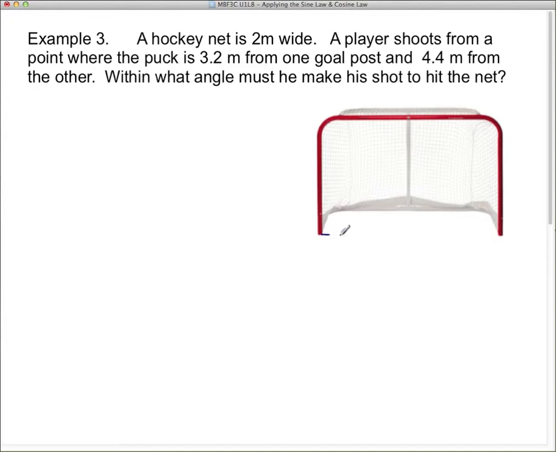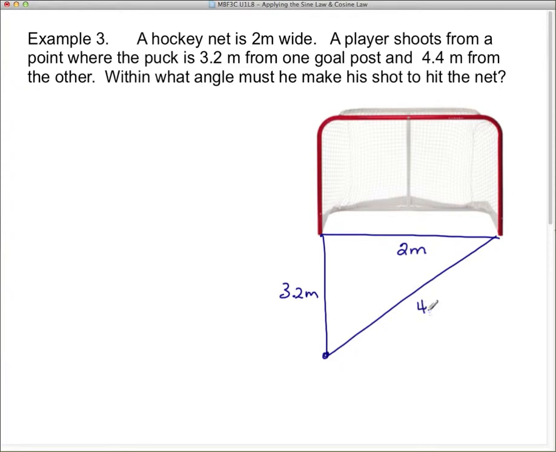A hockey net is 2 meters wide. So I've drawn a hockey net here. I'm going to put on the 2 meters wide. A player shoots from a point where the puck is 3.2 meters from one goalpost. So let's say they're shooting from here. So we draw this on. It's 3.2 meters from that goalpost and 4.4 meters from the other goalpost.